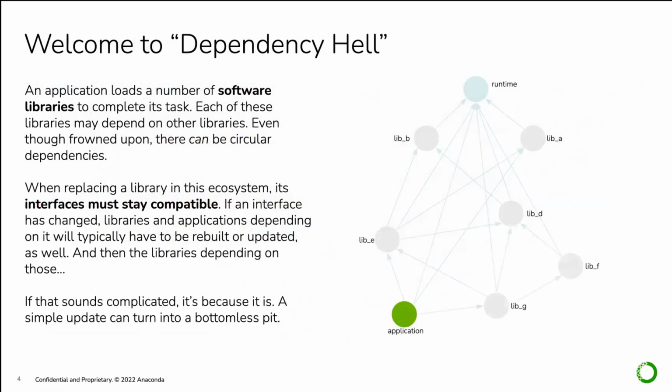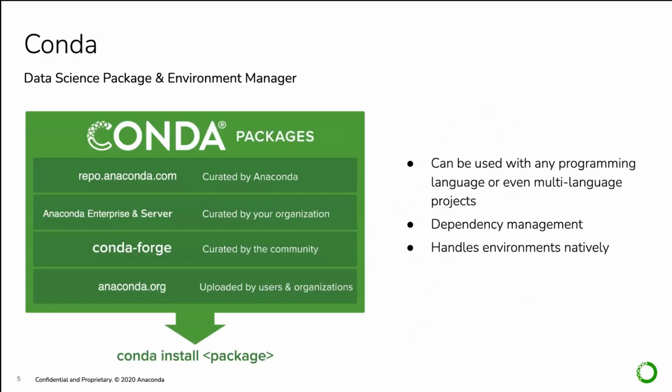So you have this very complex web, and with that level of complexity also comes some fragility. Changing a single element in this web can break a lot of things if it's not handled properly. And ultimately, as data scientists, as analysts, we really just want our environment to work so that we can do our work. So enter Conda.